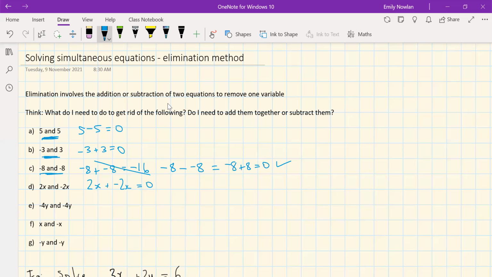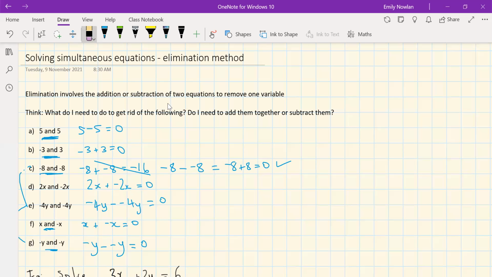Minus 4y and minus 4y. Well, this is a little bit like the minus 8 and minus 8. So I want to go minus 4y minus minus 4y, which would give me 0. Now, minus x and x, add them together, because if I add them together, they disappear. And y and minus y, again, it's a bit like this one, which is a bit like this one.